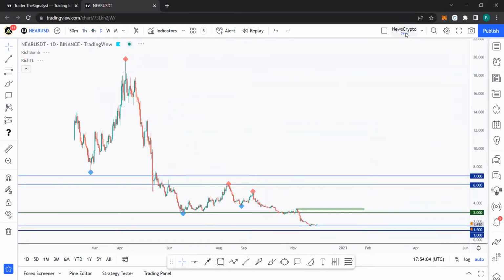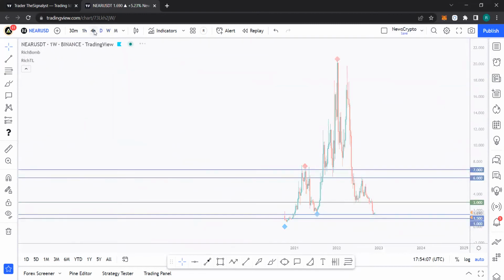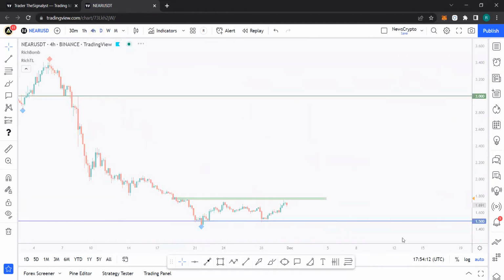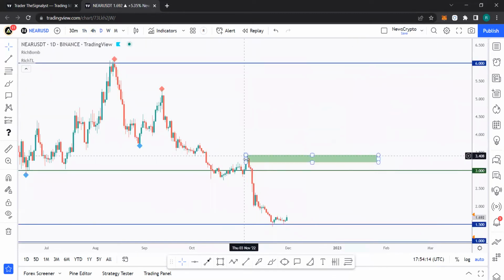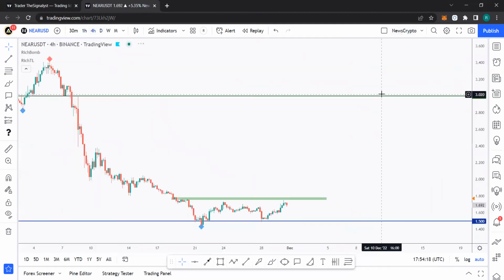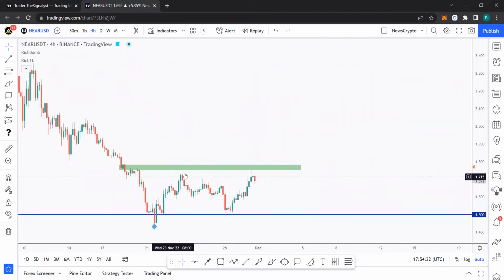Okay, on NEAR, around the massive demand support and so on. Okay, so like previously, this was the high. I was waiting for a break above, so didn't get broken. H4. Okay, we are currently here inside this consolidation. This is my last high.